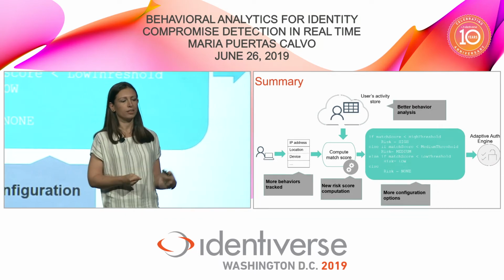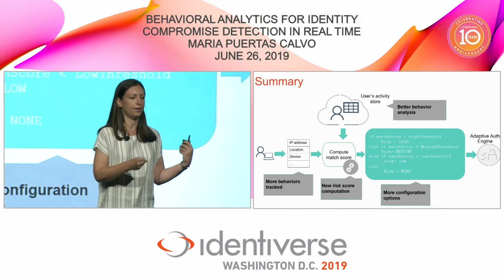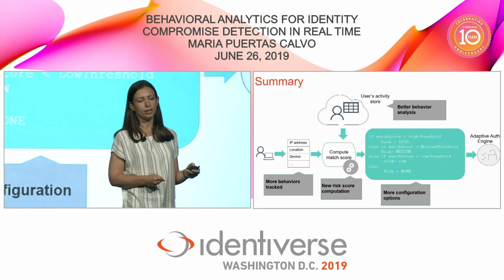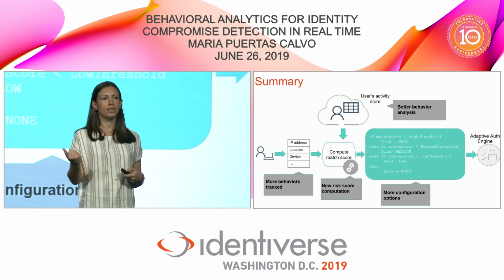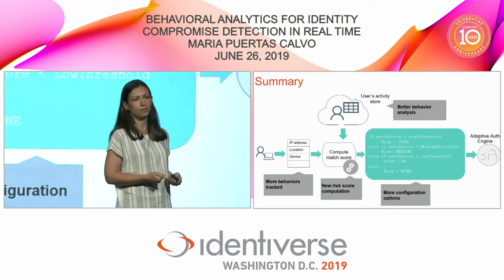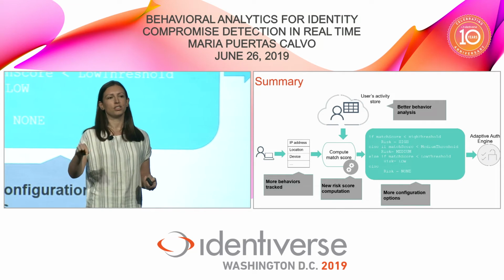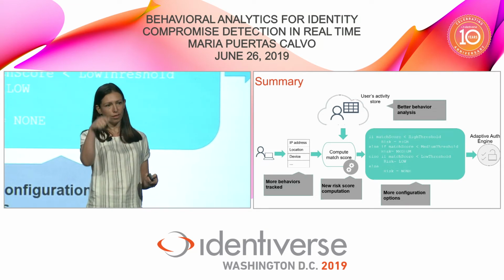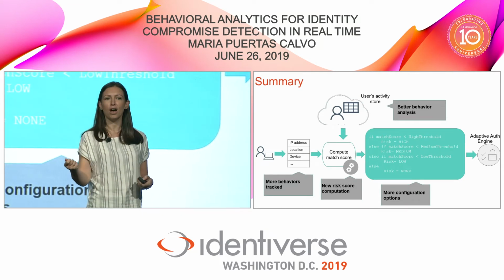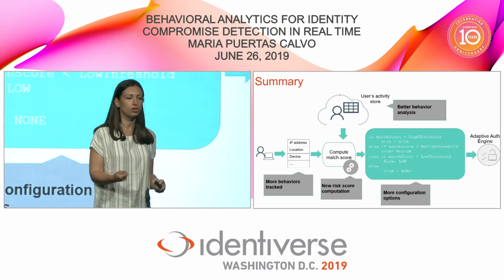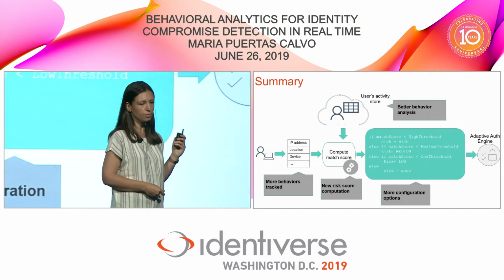So now we have a much better system for compromise detection that still happens in real time, but now it will feed the adaptive auth engine different risk levels, high, medium, or low, so organizations can go and set up their own threshold for MFA or block or allow based on how tolerant they are to this risk.